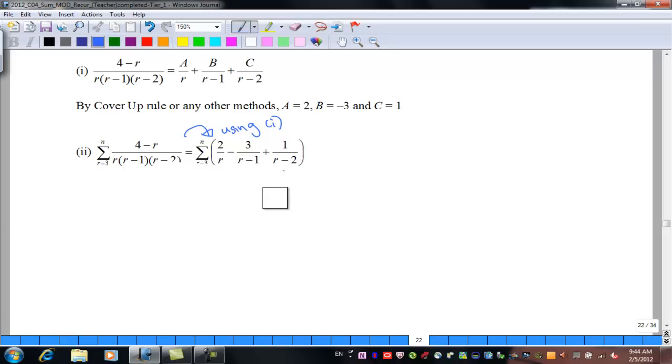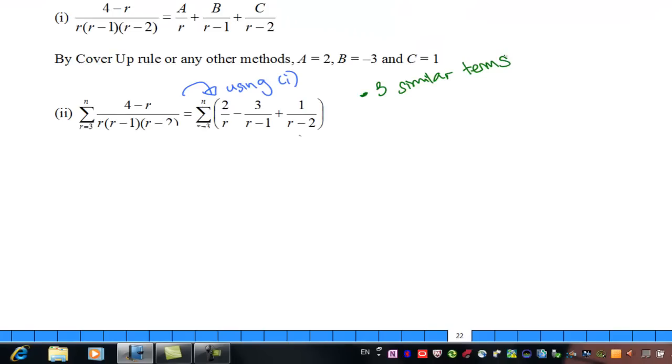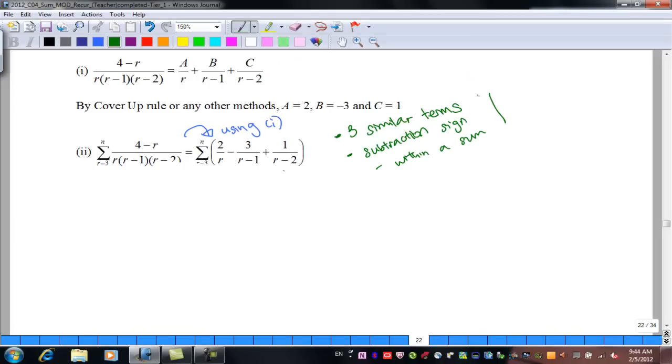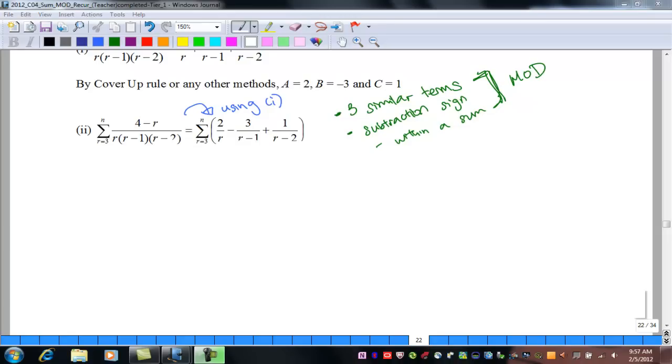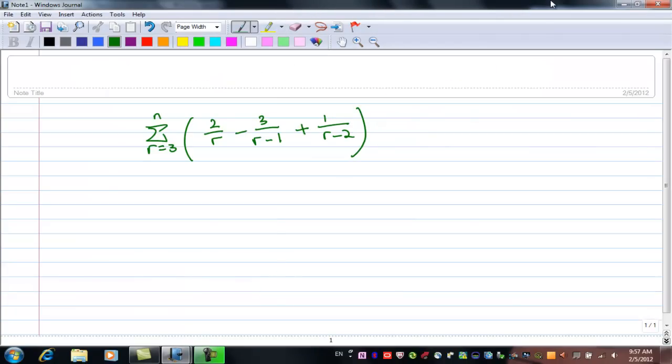Now, what do I see here? I observe that I have 3 similar terms, I observe that I have a subtraction sign, and I observe that it is all within a sum. This should be points to note to lead you to think of using the method of difference. So let us now do the evaluation of this sum using the method of difference. Now I'm going to work through this on a different note. I understand that yours will be printed for you, but I do want to walk you through the method of difference once more because this one is slightly more complex.